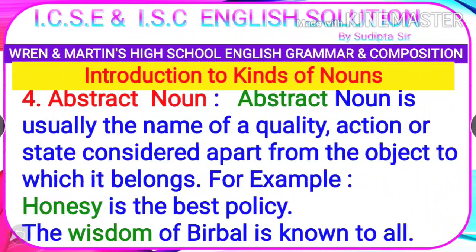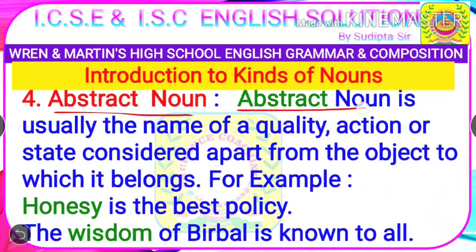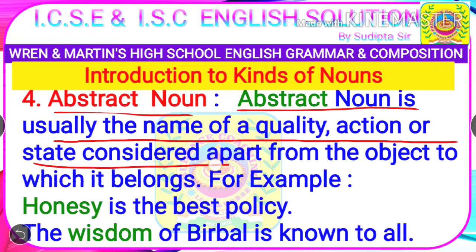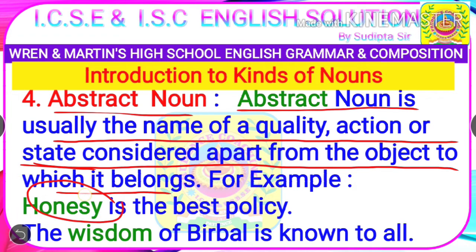Next there is abstract noun, students. An abstract noun is usually the name of a quality, action or state considered apart from the object to which it belongs. It means an abstract noun basically tells us about any quality, state or action of any particular object or person. Like "Honesty is the best policy." "Wisdom of Birbal is known to all." In these sentences, honesty and wisdom are a kind of quality. So that's why these are abstract nouns.